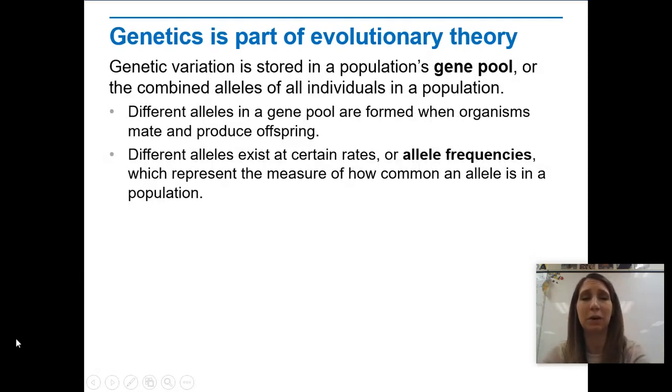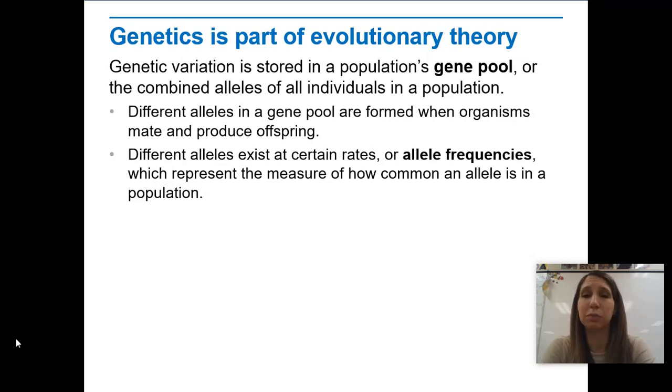So when we think about variation among phenotypes, we can say that variation is stored in what we call a gene pool. And this is not a pool that you go swimming in the summertime. A gene pool is really just representative of all of the alleles found in all the individuals that make up a population. We can form new alleles when we create offspring, but if individuals move into or leave a location, they're going to alter the gene pool, okay?